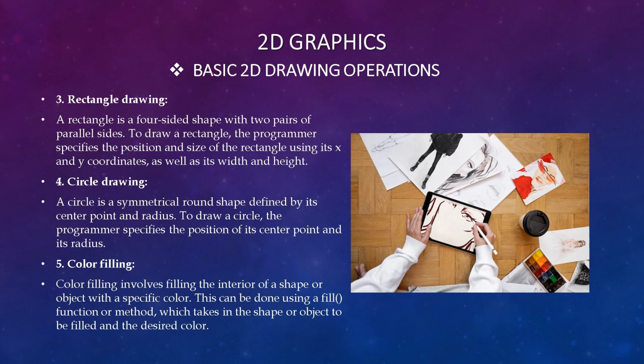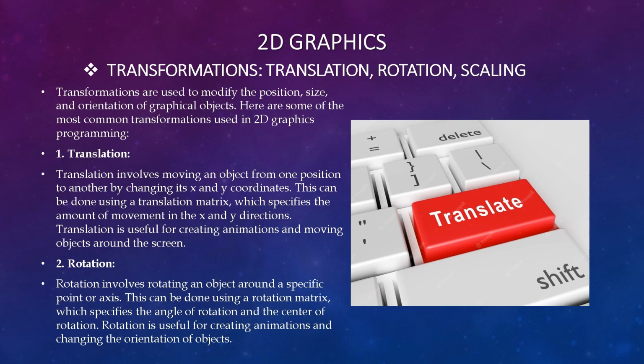5. Color filling. Color filling involves filling the interior of a shape or object with a specific color. This can be done using a fill function or method, which takes in the shape or object to be filled and the desired color. Transformations are used to modify the position, size, and orientation of graphical objects.